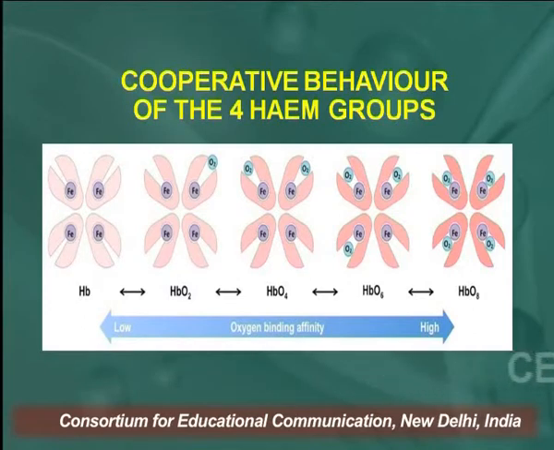One ferrous ion picks up one oxygen molecule. In the third representation, it is picking up the second oxygen molecule. In the fourth, it is picking up the third oxygen molecule. And in the fifth representation, it is picking up four oxygen molecules. So the explanation of the diagram shown on the screen is as follows.